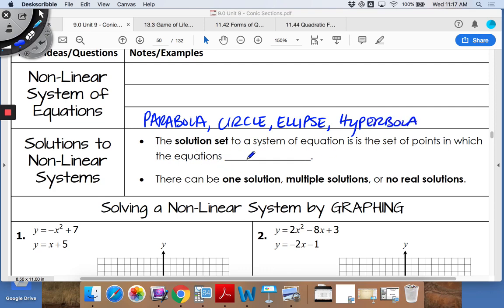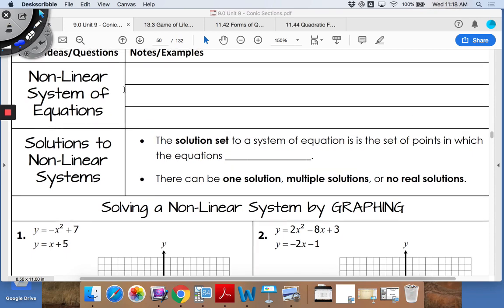The solution set to a system of equations is the set of points in which the equations intersect. So very similar to systems of linear equations, you're looking for where they intersect or where they cross. They might have one solution, which would be an ordered pair (x, y). They might have multiple solutions, so multiple coordinates, or no real solutions, which we could write as no solution. So we're going to practice this a little bit.